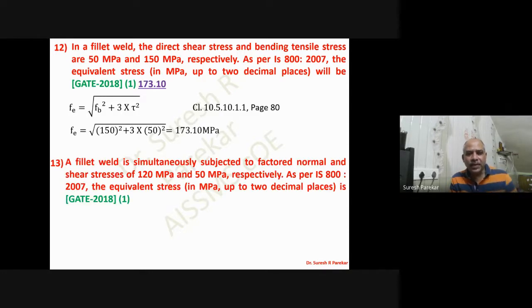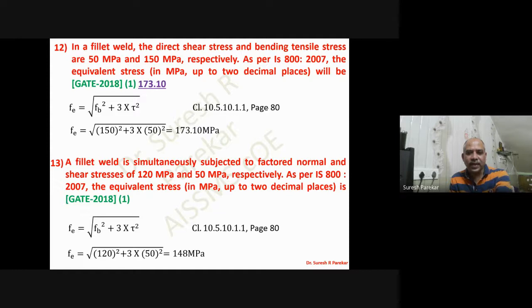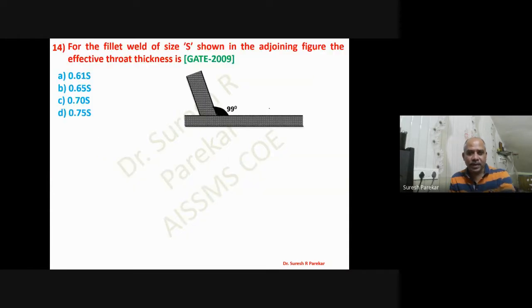So now similarly, you have these values 120 and 50 that are given. And from this, you are in position to calculate these values. So you will get again this value 148 MPa. 147.99, so this is exact. So that is 148 MPa.